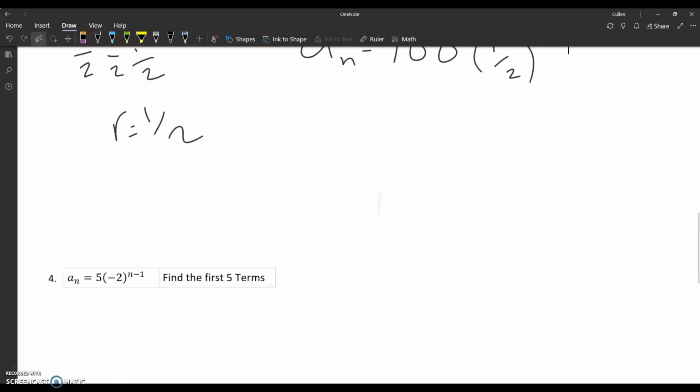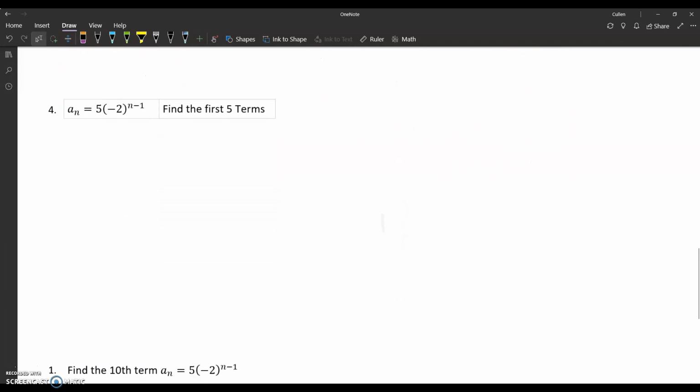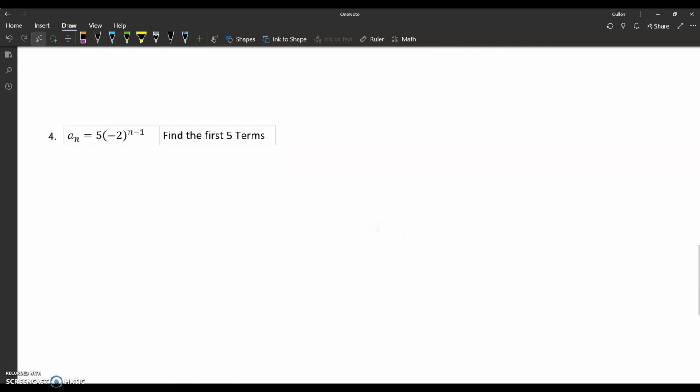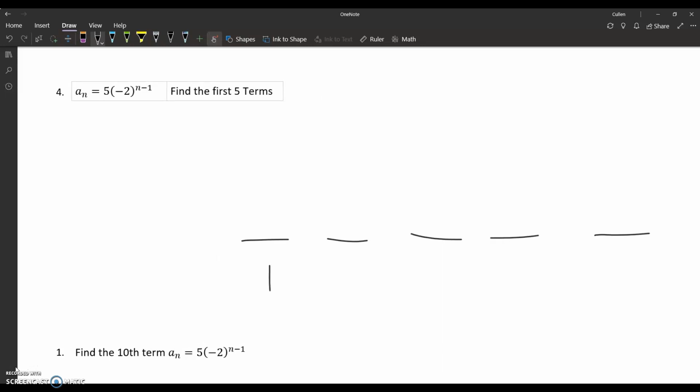Alright, let's talk about a few different problems now. Let's talk about real quickly how you'd find the first 5 terms if they gave you a formula for it. So we'll talk about this formula. Let me go ahead and make some blanks. So we're going to have 1 blank, 2 blanks, 3 blanks, 4 blanks, 5 blanks.